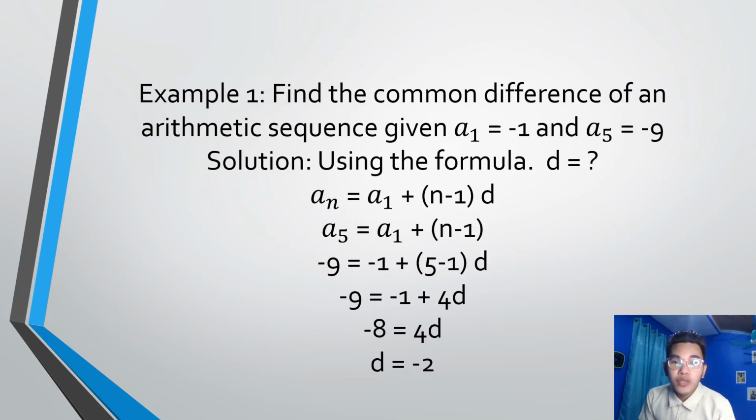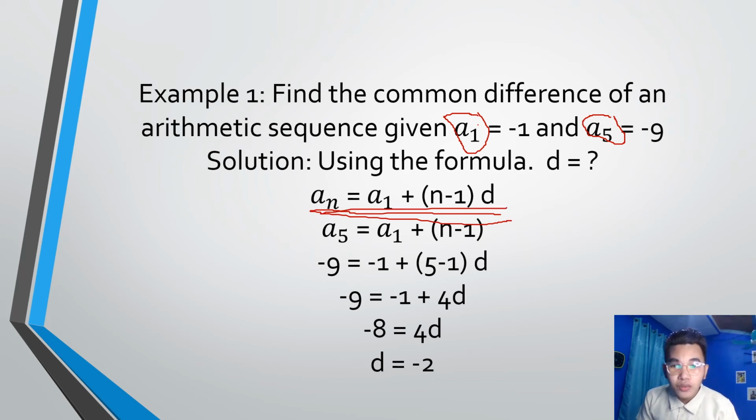Okay, for example, here we have to find the common difference of an arithmetic sequence given a sub 1 is equal to negative 1 and a sub 5 is equal to negative 9. Using the formula, katong ganina nga formula kani, a sub n is equal to a sub 1 plus n minus 1 times d. So, nakabantay mo, given dire is a sub 5. Diba? O si a sub 1. So, unsa gitawag ani? This is the first term. This is the fifth term. Kalima nga term.